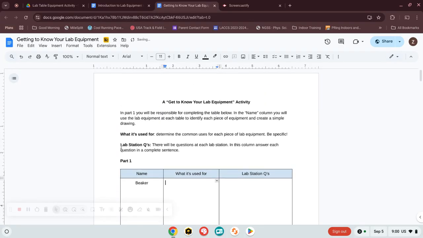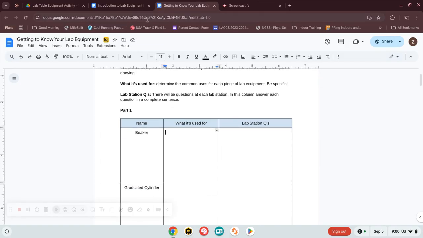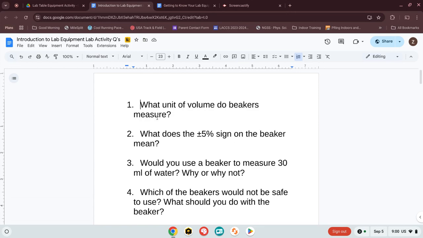And the final thing, you're going to have lab station questions. So at some of the lab tables, you're going to see pieces of cut out paper with questions on them. They have nice yellow tape, so they're easy to find. They look something like this.